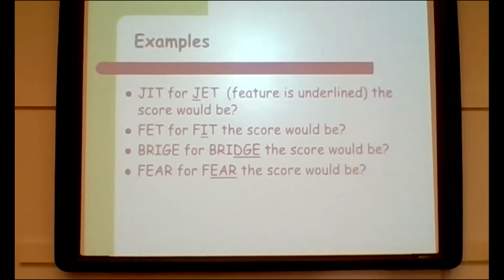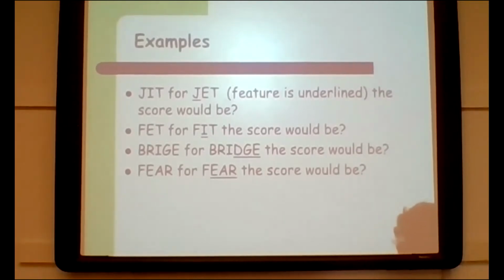The next one, the word is fit, and the underlying feature is the short I, and the student spelled the word F-E-T, so the student did not get the short vowel correct or the targeted feature correct, so we know they're going to have a 0.